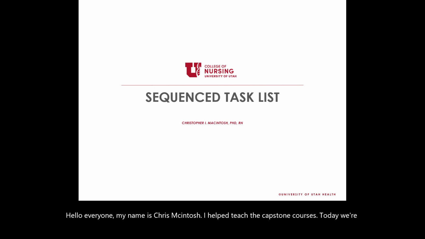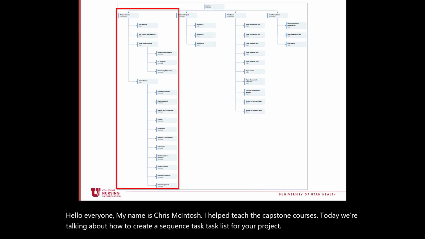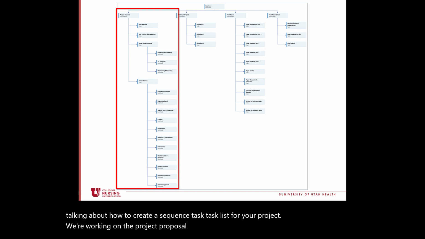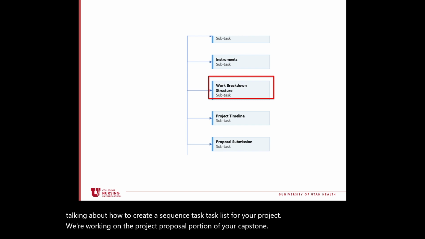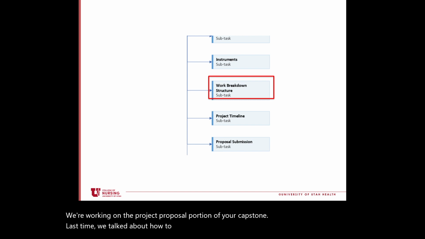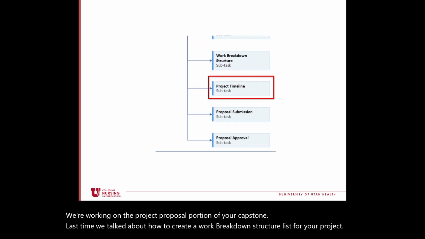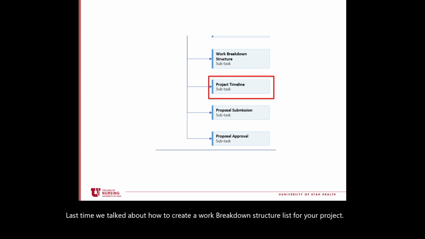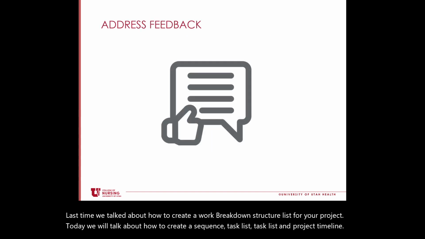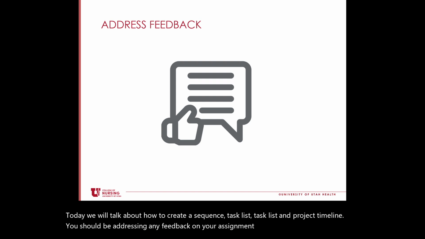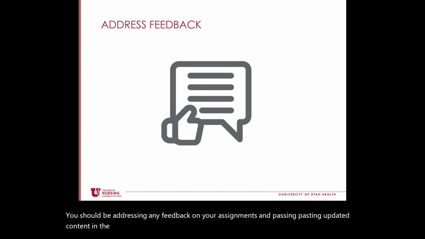Today we're talking about how to create a sequence task list for your project. We're working on the project proposal portion of your capstone. Last time we talked about how to create a work breakdown structure list for your project. Today we will talk about how to create a sequence task list and project timeline. You should be addressing any feedback on your assignments and pasting updated content in the appropriate sections.